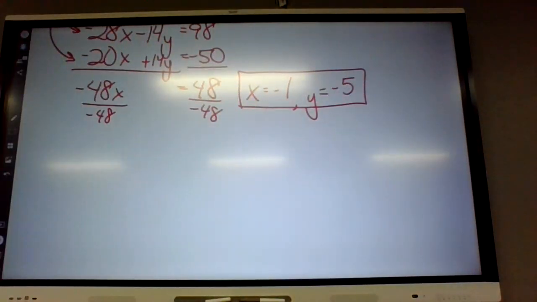Is that wrong? I got negative 6. So you did this times 2 and put it here. Hang on, let me check my math. Where does this line come from? What you're supposed to do is add the new bottom line to the top line, because what's going to happen with the y is 14y and minus 14y are going to go away.